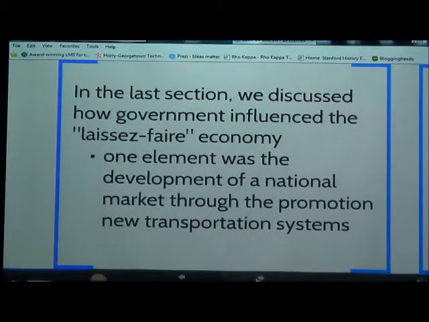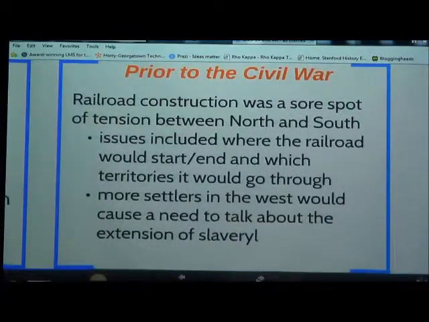We've discussed, at least in part 4.2, how government influences a laissez-faire economy. One element is the development of national markets through the promotion of new transportation systems, including railroads, canals, and building new bridges. Before the Civil War, railroad construction was a sore spot of tension between the North and the South.